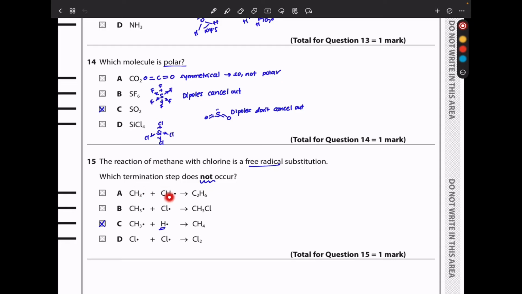There is a methyl radical and a methyl radical. There is a methyl radical and a chlorine radical, and chlorine radical and chlorine radical. So this is the only one that is wrong.